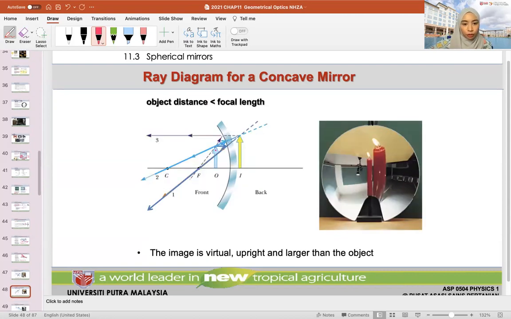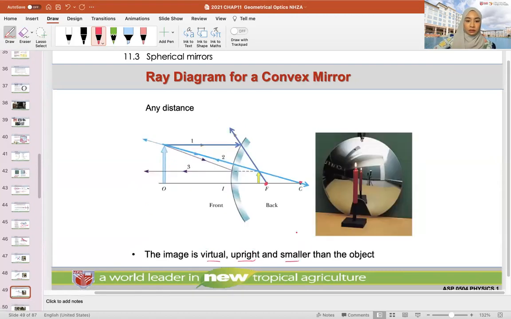But if you put your object in front of the focal length, what you get is virtual because it is behind the mirror. It is upright, sama orientation as your object, upright and larger ataupun magnified. But for convex mirror, at all distances, it will always be virtual, upright and smaller.